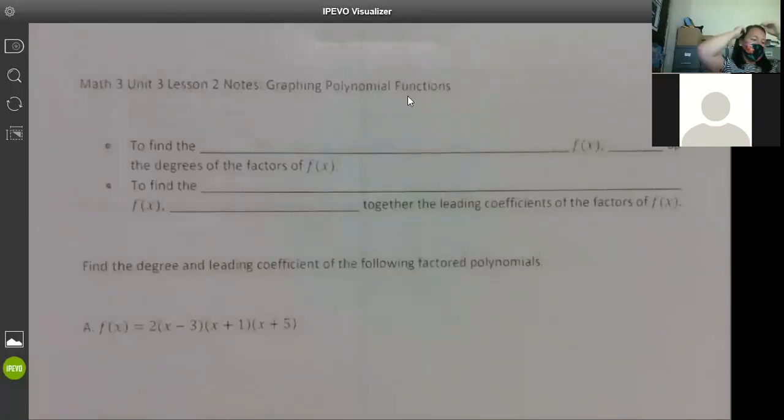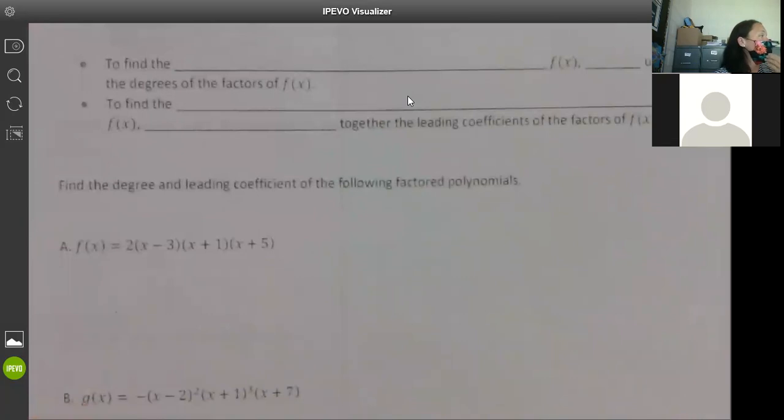All right, we're gonna go ahead and get started. We're gonna talk about graphing polynomial functions. We talked about end behavior and we talked about degrees and leading coefficients already, so you're just kind of building onto that. So this is gonna be factored polynomials. Eventually we're gonna learn to factor these higher order polynomials, but right now they're already factored for you. And what they want you to do is pull out the degree and the leading coefficient.